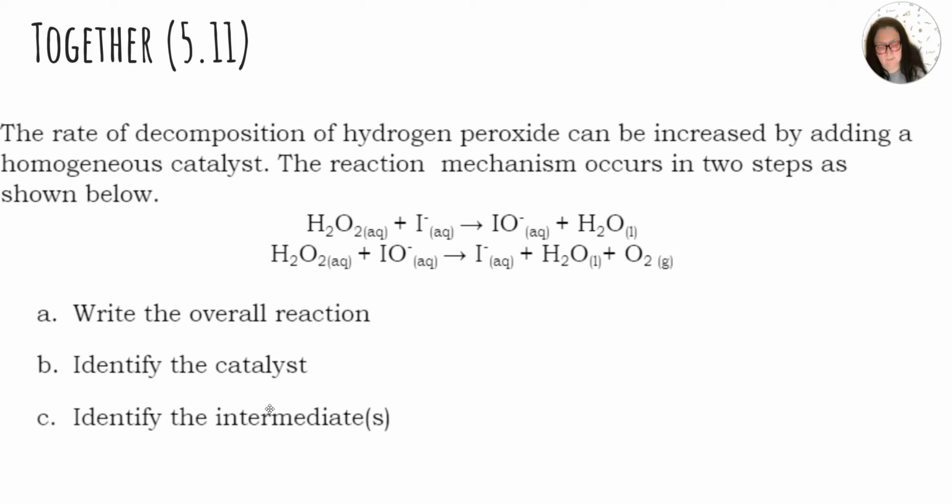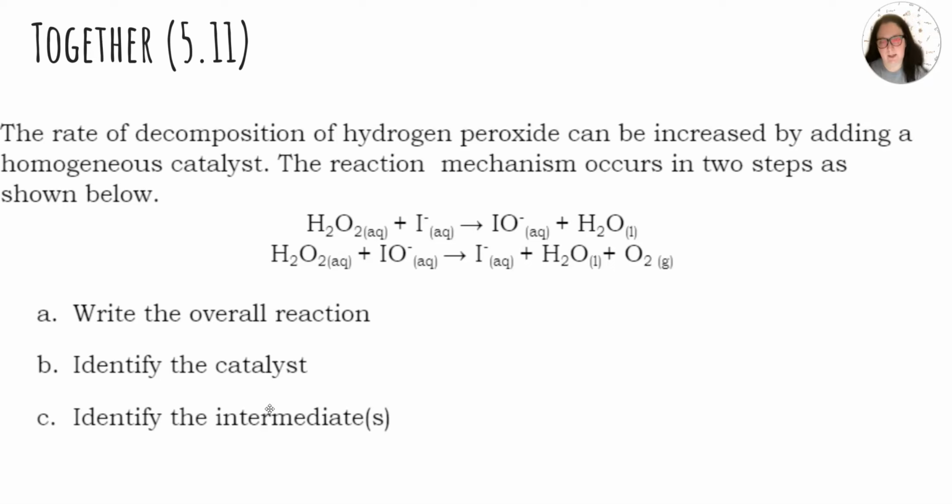All right, so then this next one, and this is from 5.11, so this is the end of it. The rate of decomposition for hydrogen peroxide can be increased by adding a homogeneous catalyst. The reaction mechanism occurs in 2 steps as shown below. So they want us to write the overall reaction, identify the catalyst, and identify the intermediates. Okay, perfect. So let's take a look.